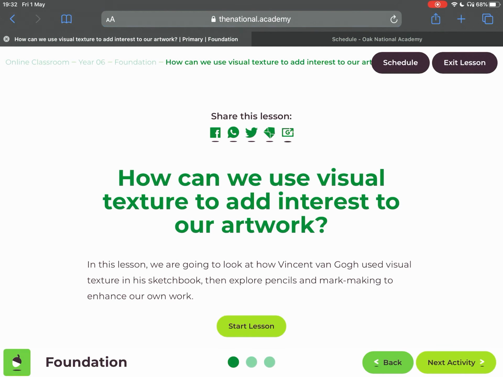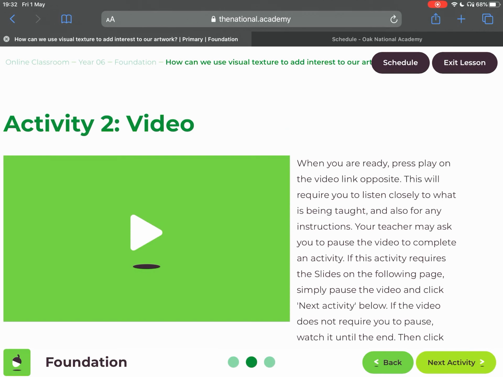Today, how can we use visual texture to add interest to our artwork? In this lesson, you're going to look at how Vincent van Gogh used visual texture in his sketchbook, then explore pencil and mark making to enhance your own work. Here you've only got a video with Miss Cara, and in that video, first you're going to look at some of Vincent van Gogh's paintings and what he used and some types of drawing there.